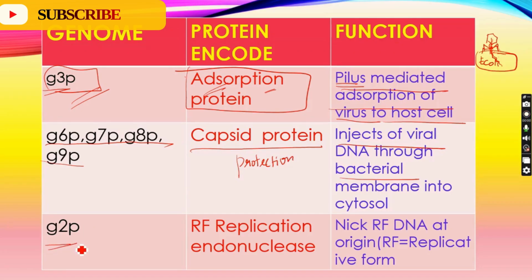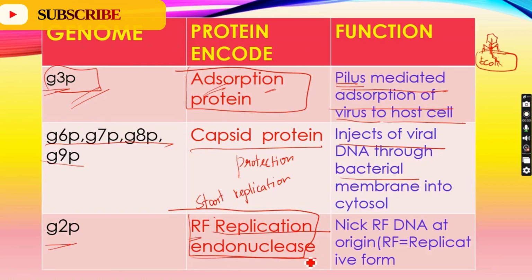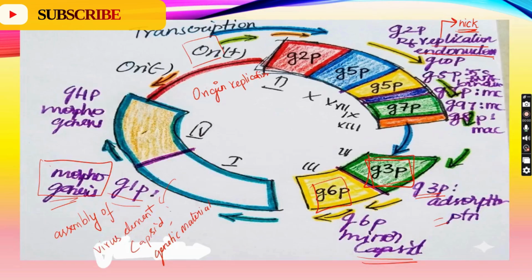And next, it's going to be the G2P gene. It is a very important gene to carry out the replication. It is going to be involved in starting the replication. We are going to see the replication in the next slide, so here the replication is going to be started by the replication endonuclease. Therefore, replication endonuclease is very important. This replication endonuclease enzyme, or factor, is going to be synthesized by this G2P gene in the M13 genome.